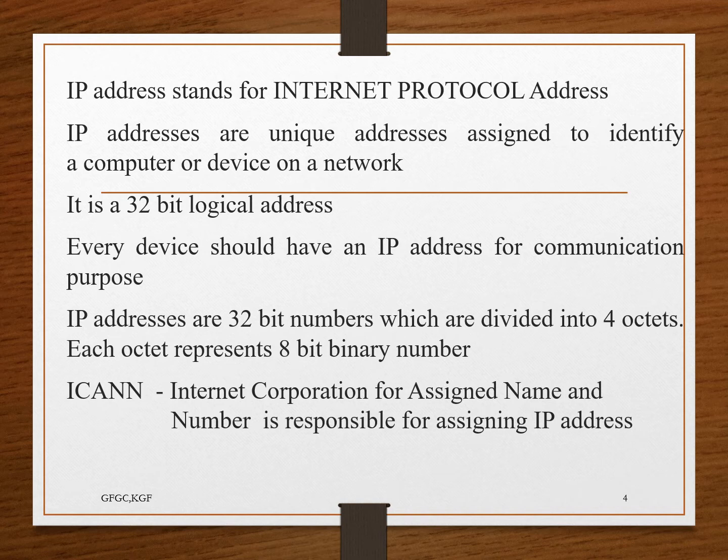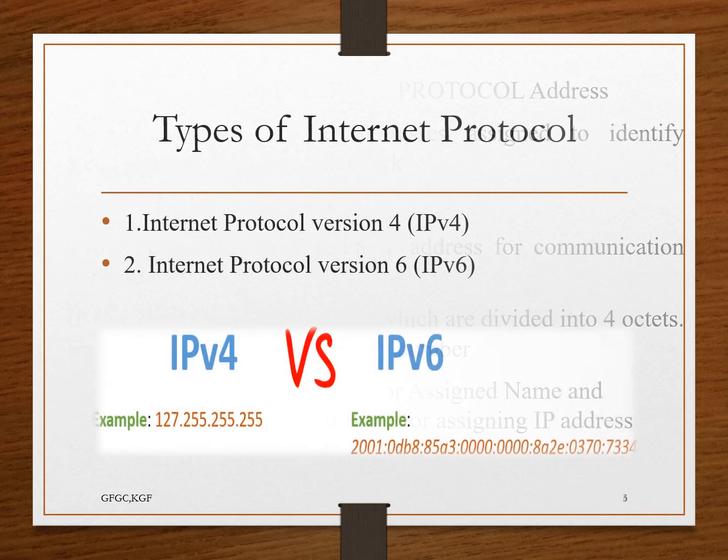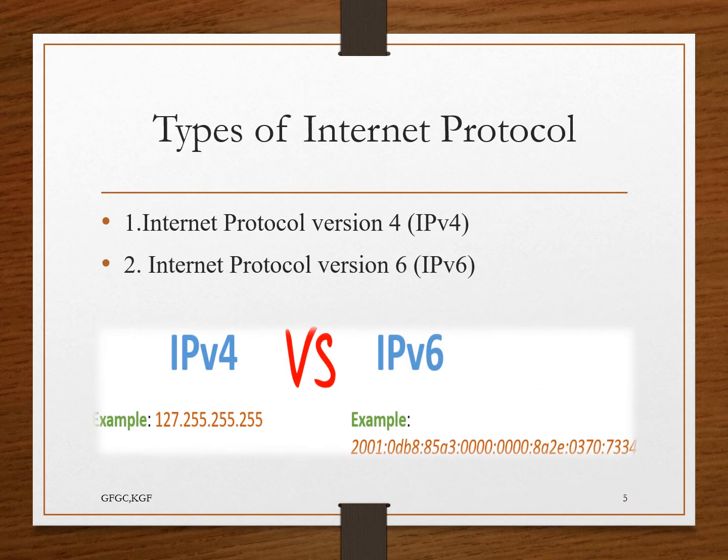So it is a 32-bit logical address, and every device should have an IP address for the purpose of communication. IP addresses are 32-bit binary numbers which are divided into 4 octets, and each octet represents an 8-bit binary number. So 8 into 4 gives you 32, and that is how the IP addresses are 32-bit binary numbers. ICANN, Internet Corporation for Assigned Names and Numbers, is responsible for assigning the addresses. There are two types of Internet Protocol: Internet Protocol version 4 and Internet Protocol version 6.